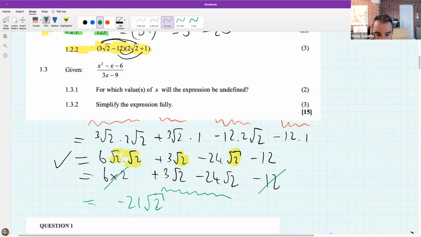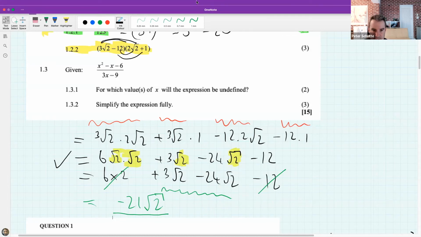This root 2 is going to be irrational because it's square rooting a non-square number. And so that's as far as you can go. Minus 21 root 2. Any questions or comments about that?